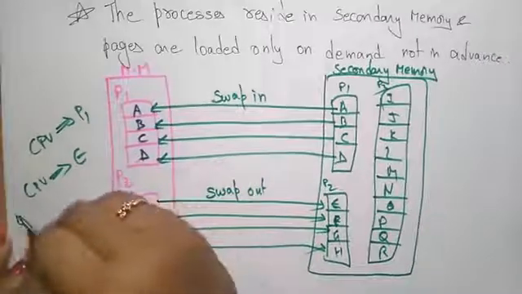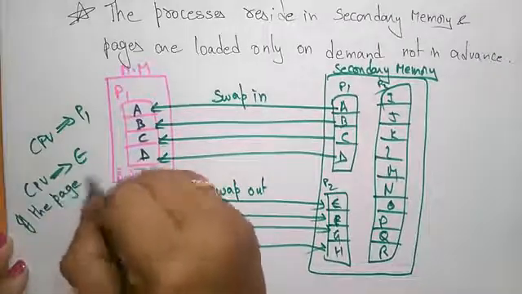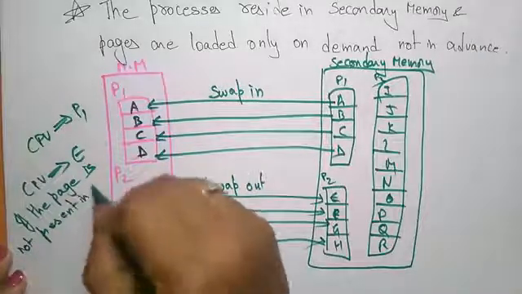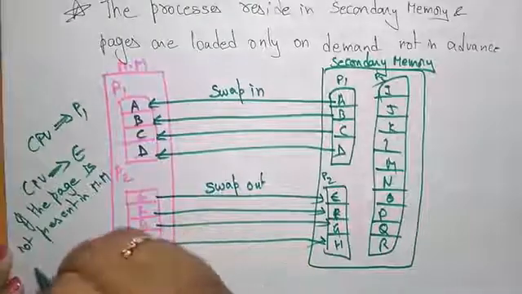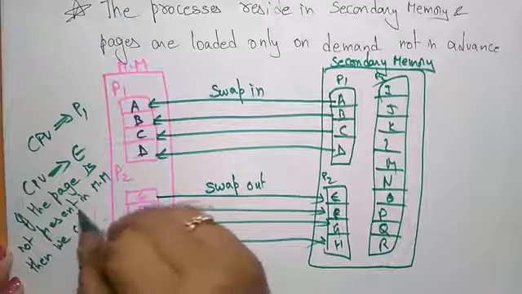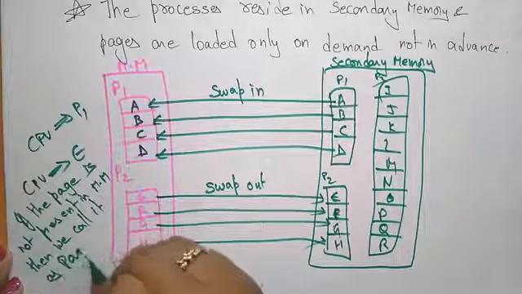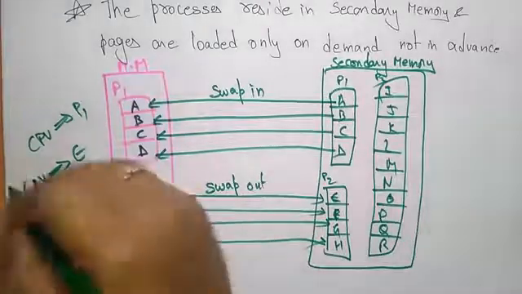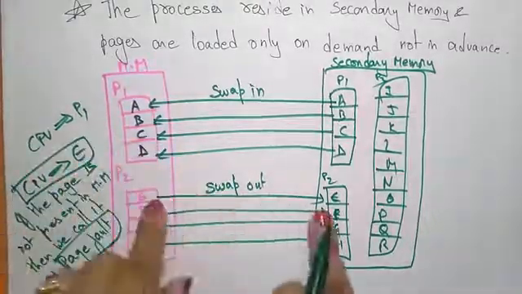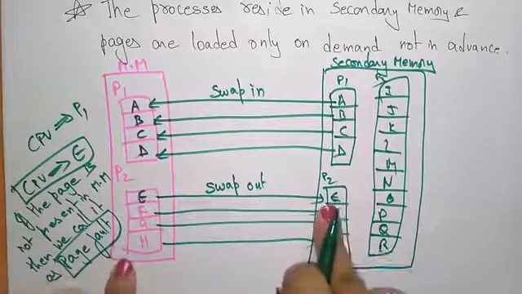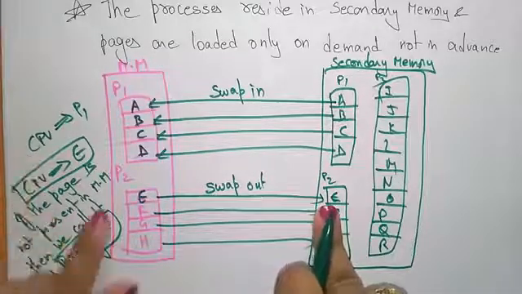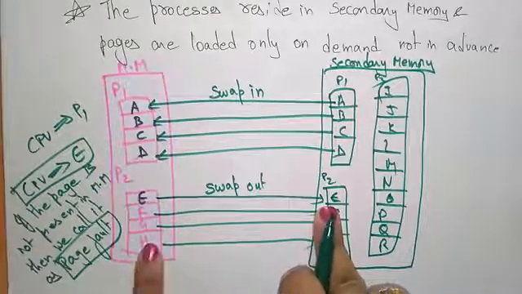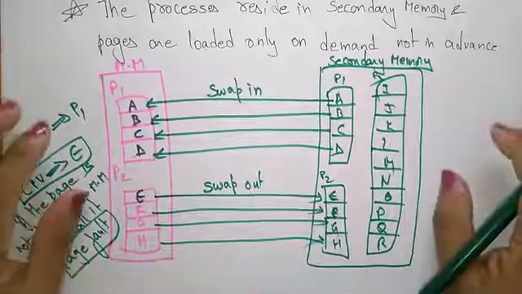So if the page is not present in main memory, then we call it a page fault. When the CPU demands the E page, but the E page was already swapped out of the main memory, and the CPU is still asking for it. If the demanded page is not present in the main memory, then we call it a page fault.